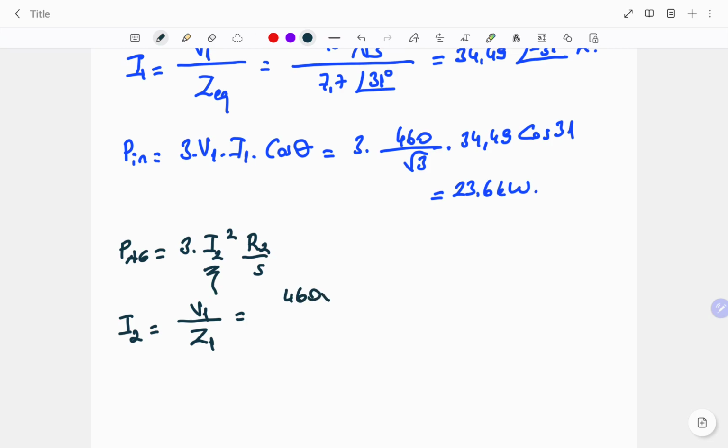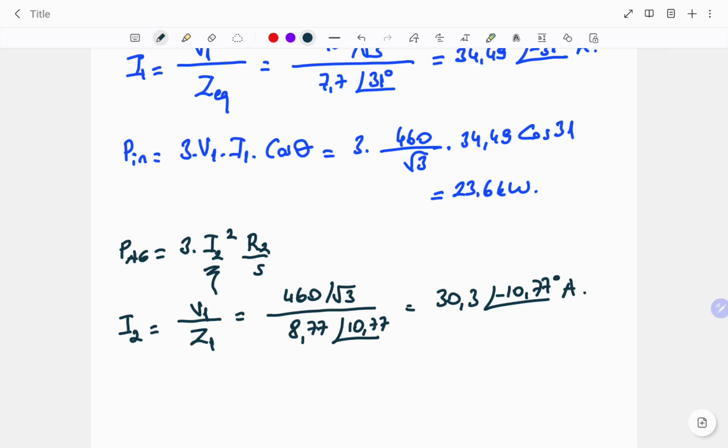So 460 over square root 3, and the Z1 is 8.77 with 10.77 degrees. So 30.3 with minus 10.77 degrees amperes will be the secondary side current.